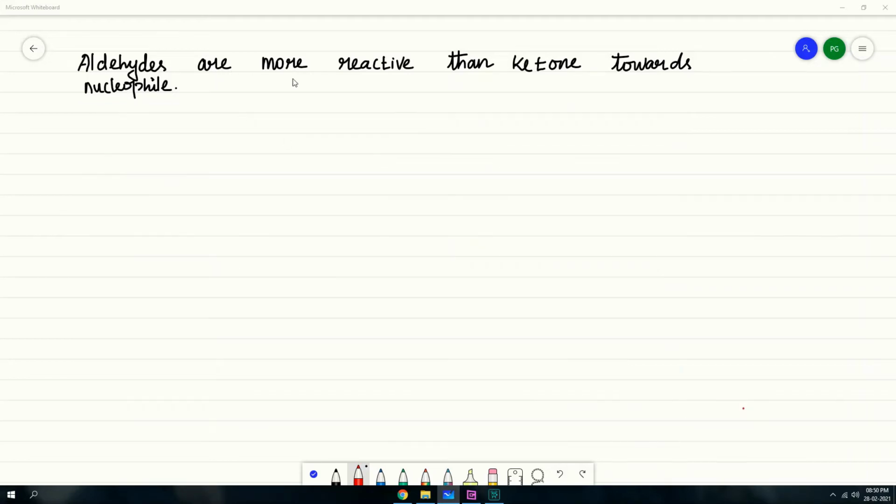Aldehydes are more reactive than ketones towards nucleophiles. So you should know what a nucleophile is. Let us take an aldehyde and a ketone. One is acetaldehyde, CH3CHO. This is acetaldehyde. Then the ketone is acetone, CH3COCH3.